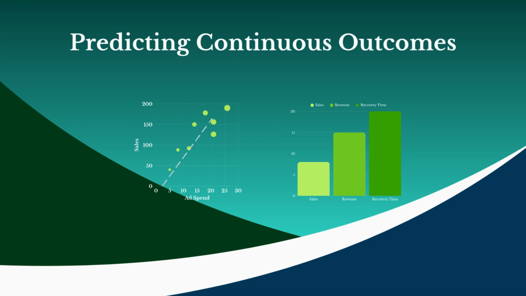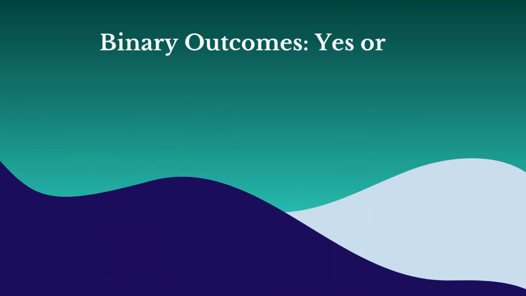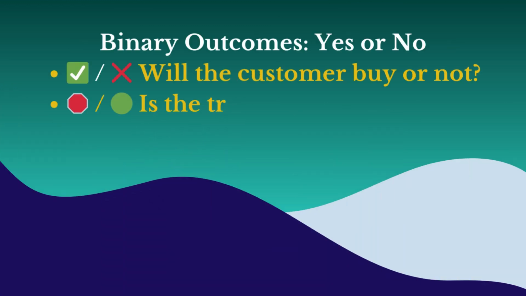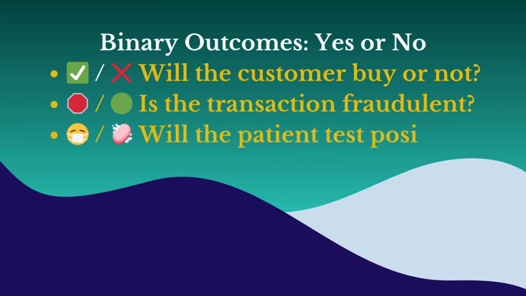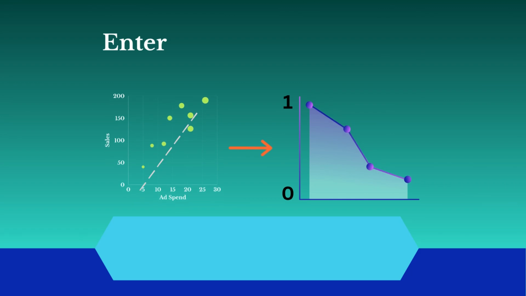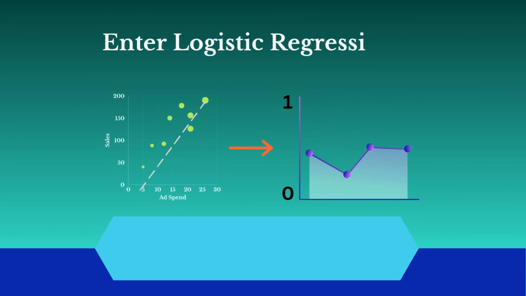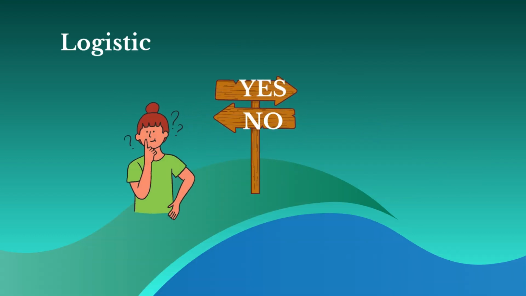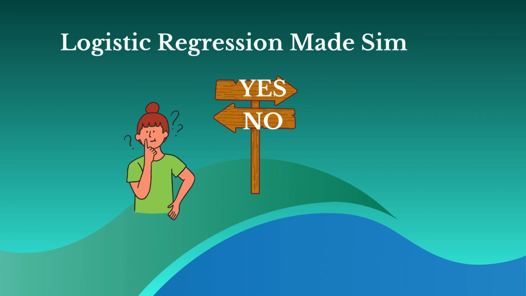So far, we have focused on regression models that predict continuous outcomes like sales, revenue, or recovery time. But what if outcome is simple yes or no? Will customer buy or not? Will transaction be fraudulent? Or will patient test positive? That's where logistic regression comes in, a powerful tool for predicting probabilities and classifications. We will explore that in upcoming video, Logistic Regression Made Simple, where we will decode how to model binary outcomes using data. So, what have we learned until now?